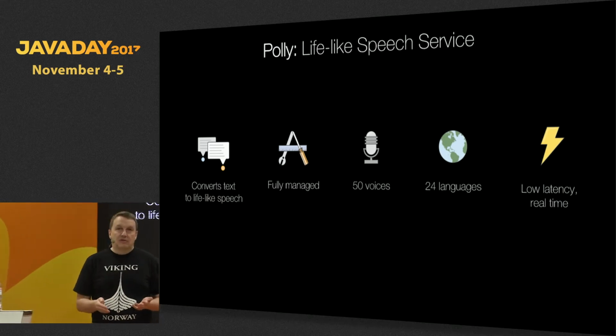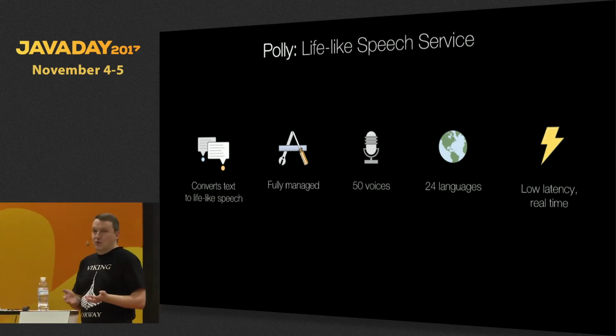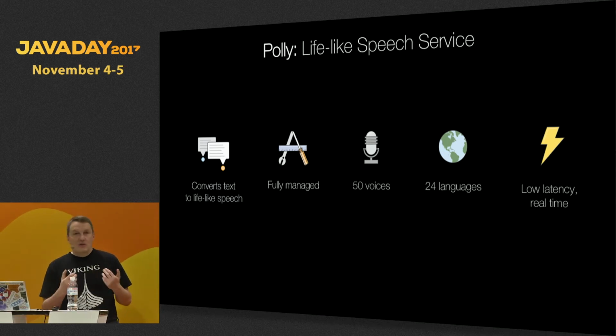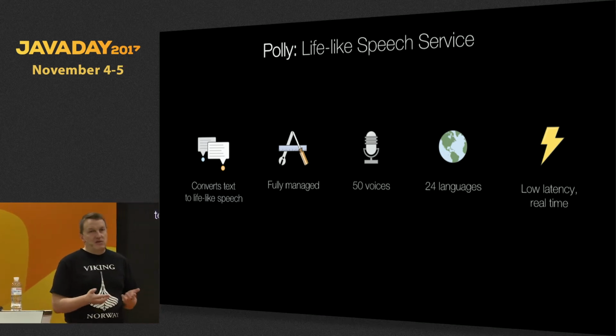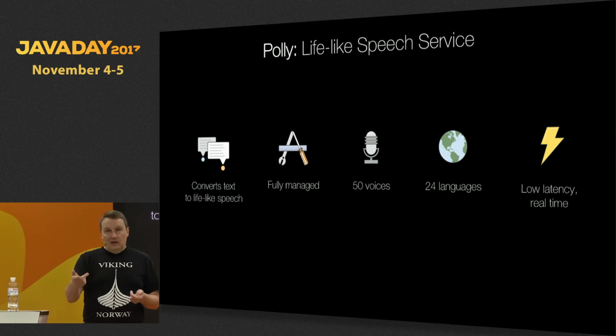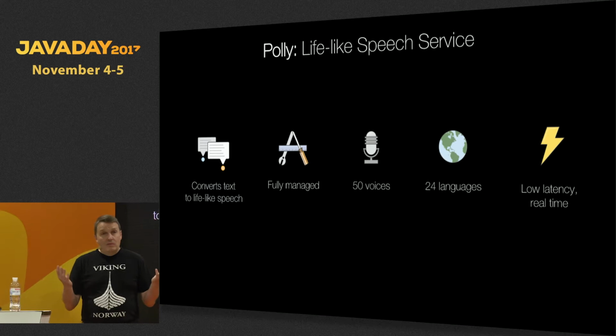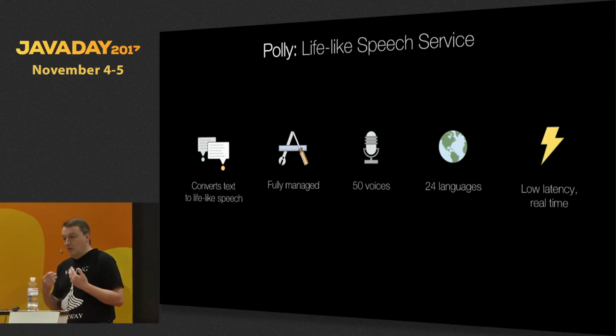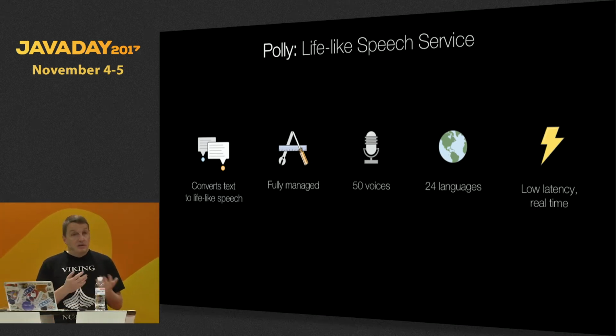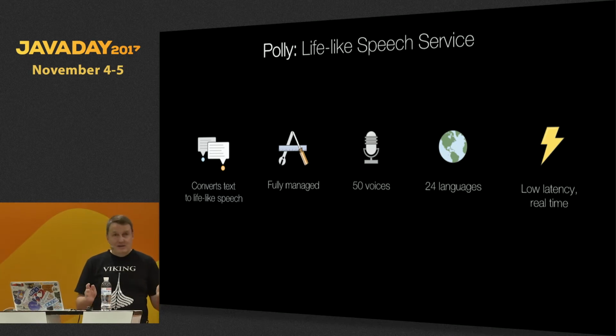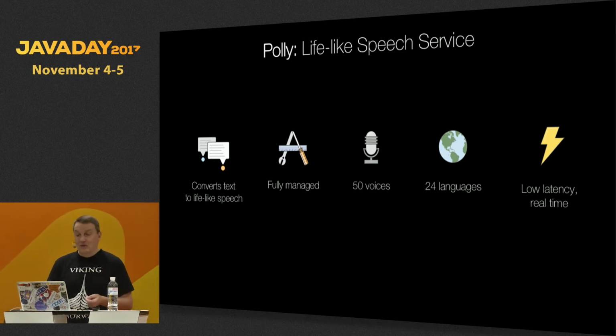It's text-to-speech, right? So you give a text string. You select a voice. We have 50 voices in 24 languages. You call an API, and in real time, you get a sound file with lifelike, so high quality sound. Okay, as simple as that. That's really literally the only thing you could say about Poly.